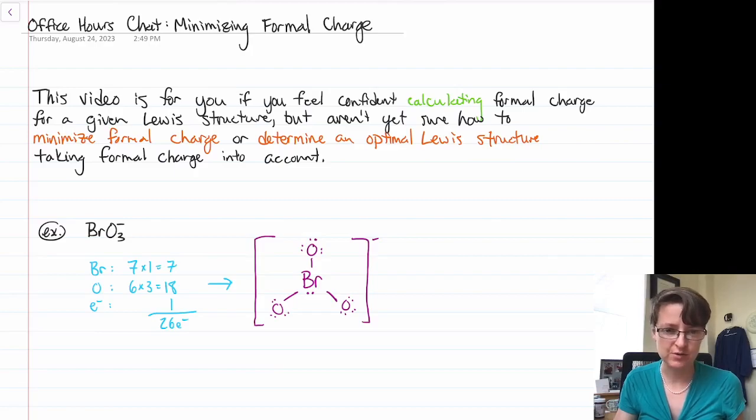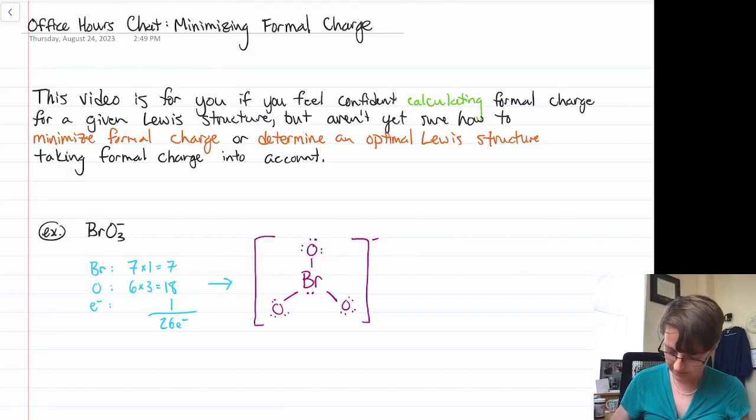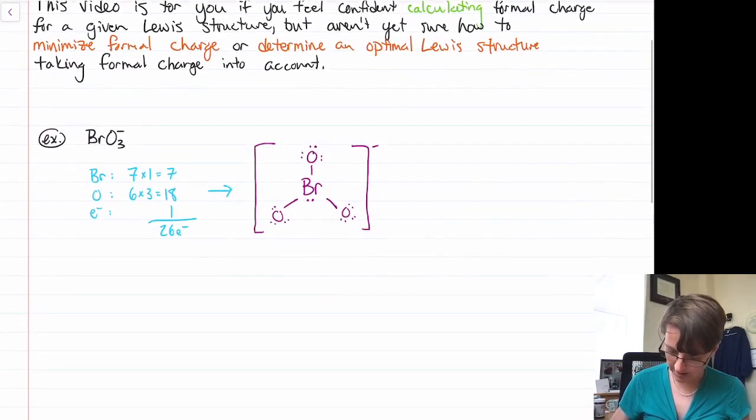So this video is for you if you currently feel confident calculating formal charges for a given Lewis structure, but you aren't yet sure how to minimize formal charge, or how to figure out if a Lewis structure that you think might be a good Lewis structure is in fact the optimal Lewis structure once we take formal charge into account.